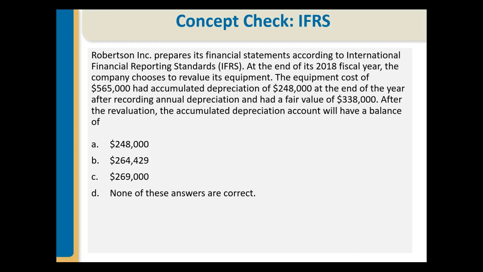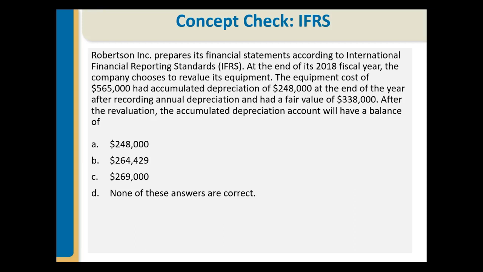So let's look at this concept question. Robertson, Inc. prepares its financial statements according to international financial reporting standards. At the end of its 2018 fiscal year, the company chooses to revalue its equipment. The equipment cost $565,000, had accumulated depreciation of $248,000 at the end of the year after recording annual depreciation, and had a fair value of $340,000.